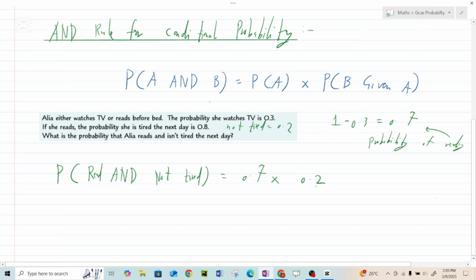Okay, found that out. Now simply multiply it. How do you do that? Take this on the side. You have 0.7, 0.2. Let's pretend that this is a paper 1 question where we cannot use a calculator.